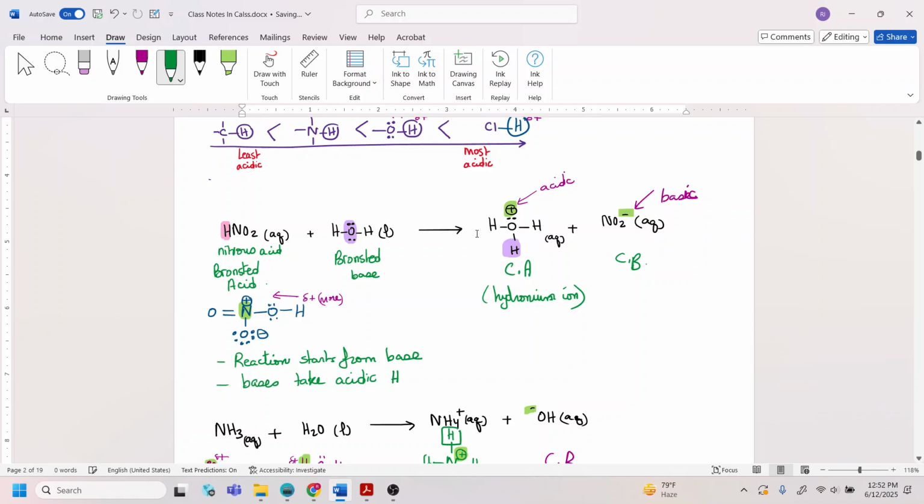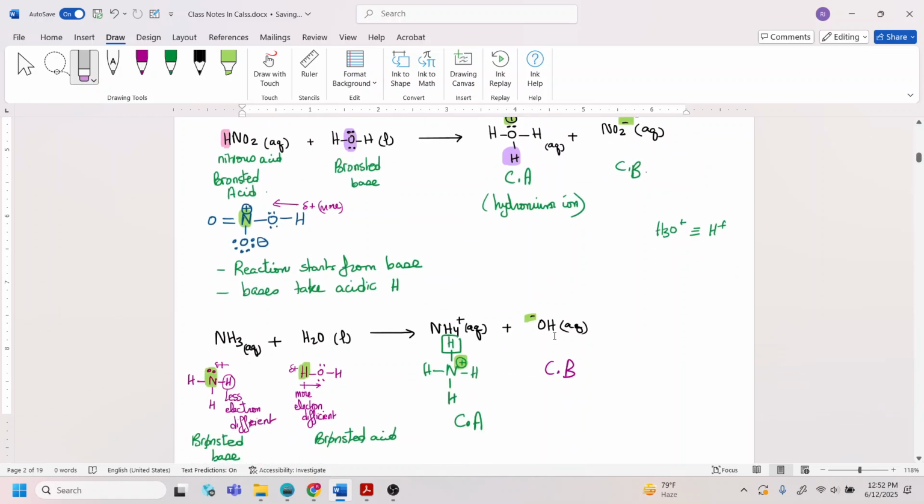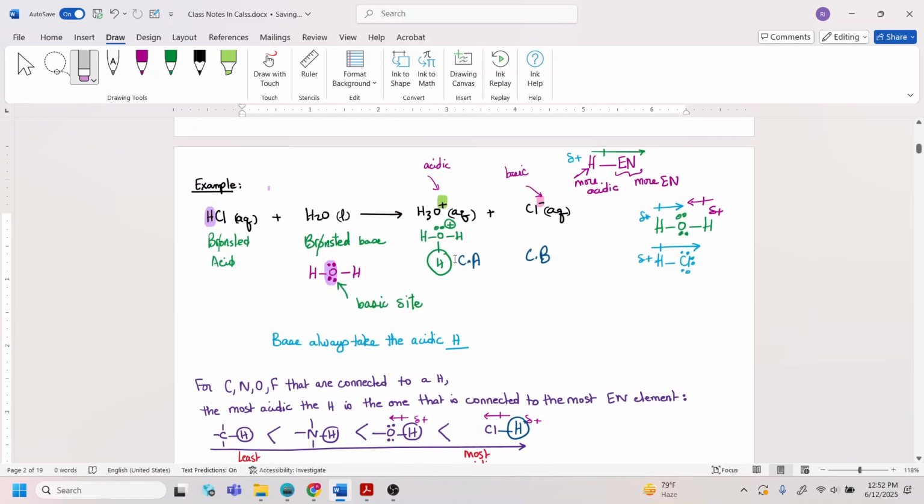So if I look at the identity of my solution, I can see that my solution is acidic because of the hydronium ion. The hydronium ion, the H3O plus, is the same as H plus in there. So its presence is going to tell me that my solution is acidic. The presence of the OH minus in the product is going to tell me that my solution is basic. Same thing over there. The presence of the H3O plus tells me that my solution is acidic.